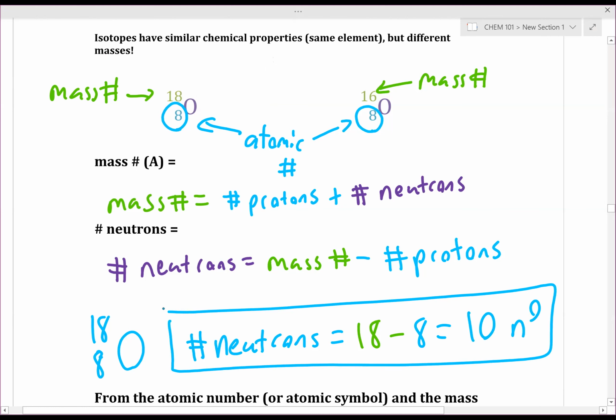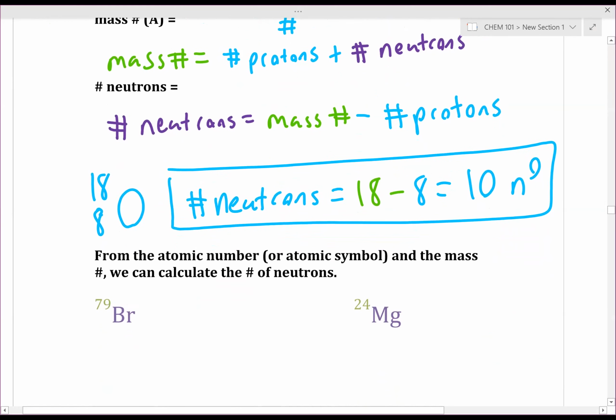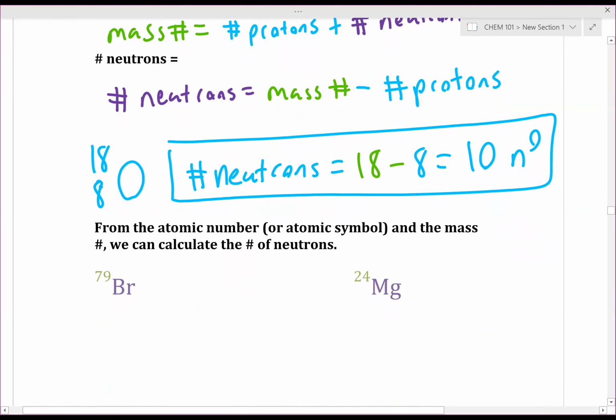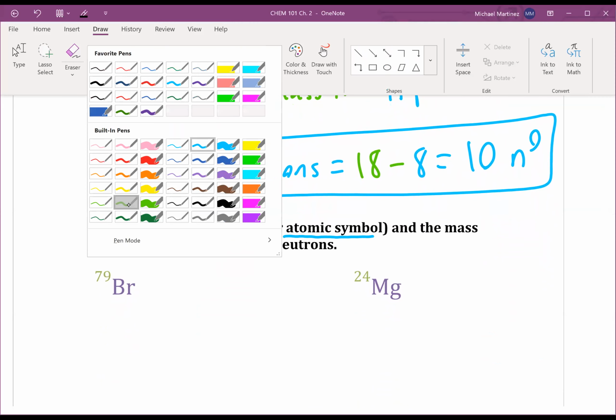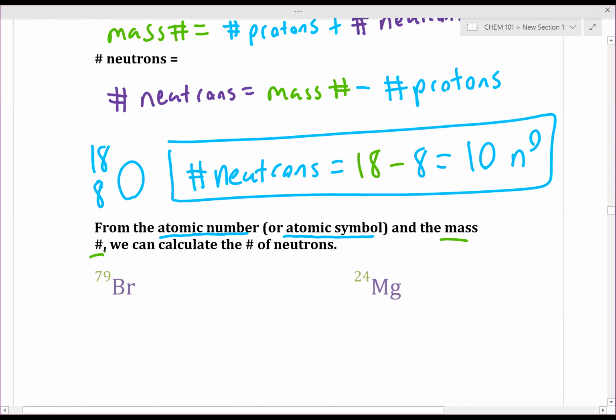Now, just to reiterate, if we have the atomic number or the atomic symbol, that tells us the number of protons. From the mass number, those two pieces of data together, the mass number and the atomic number, or the atomic symbol, allow us to calculate the number of neutrons.